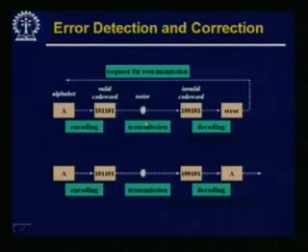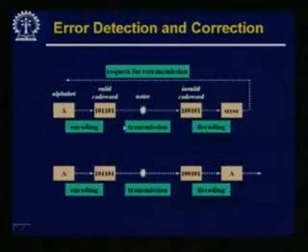We know that the original one was using, let us say, even parity. So, an even number of ones were there, but I got an odd number of ones. So, I have detected the error, but I do not know where it is. So, what we do is that we request for retransmission. That could be one sort of approach.